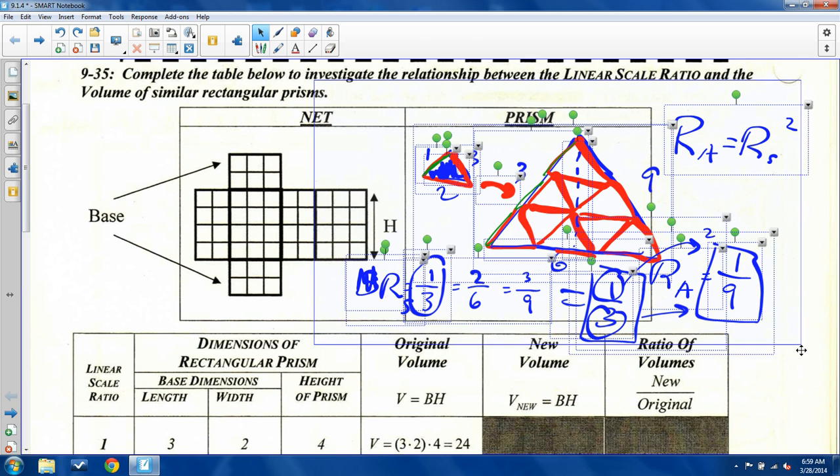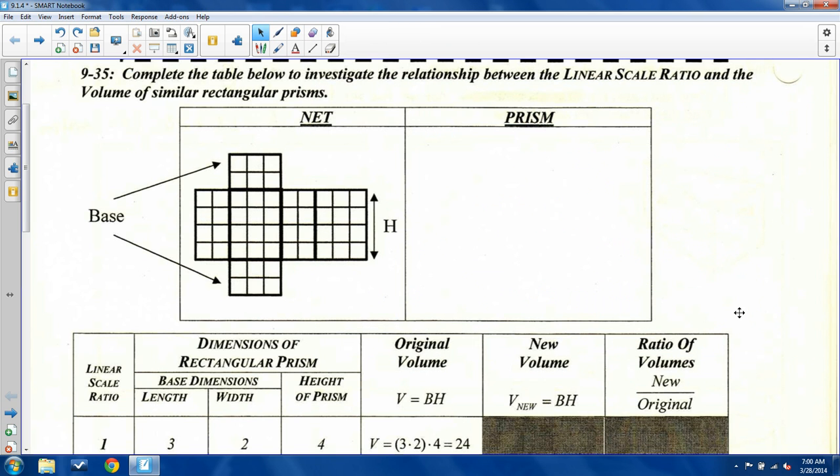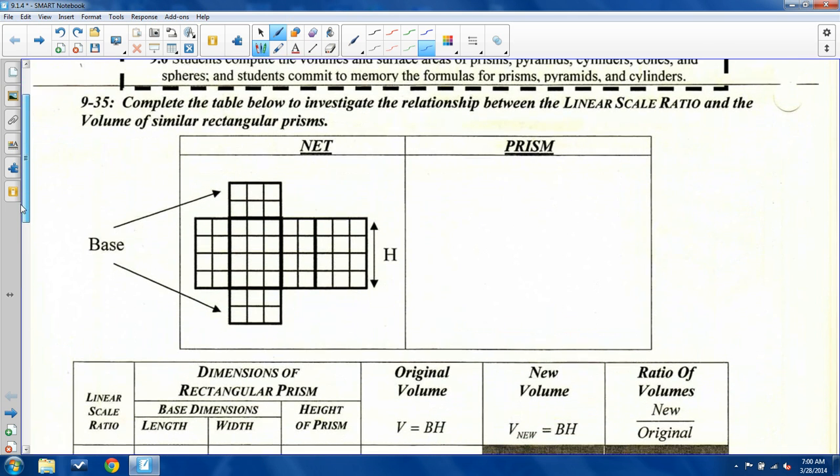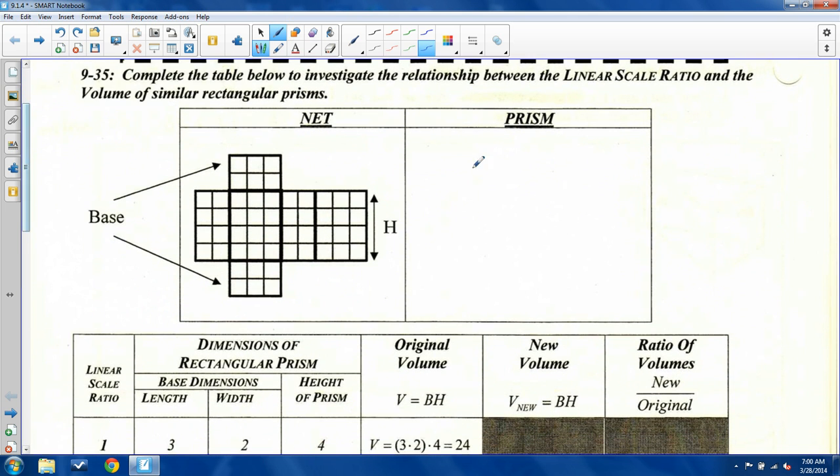Now we're talking about ratio of volumes, and honestly, it's not going to be much different. There really is only one difference, and it's that we're looking at 3 dimensions instead of 2. But before we do that, let's talk about net and prism to make sure that we understand it the other way. We've done prism to net, meaning the 3-dimensional look of this thing, to unfolding it and making a net. Let's make sure we can do it the other way as well.